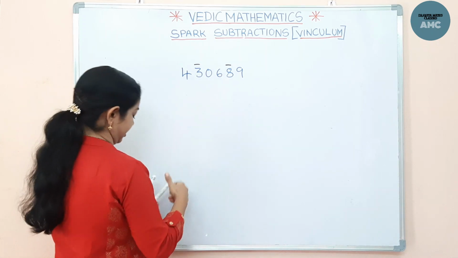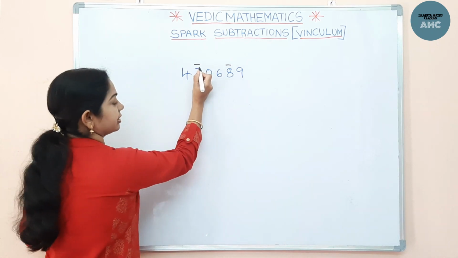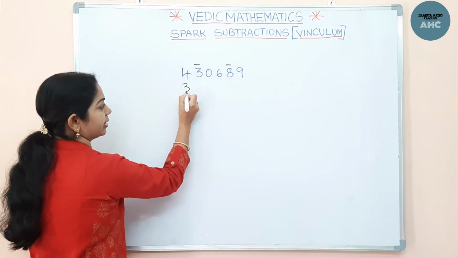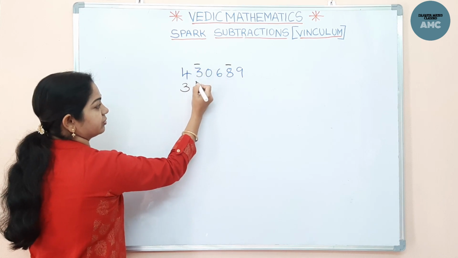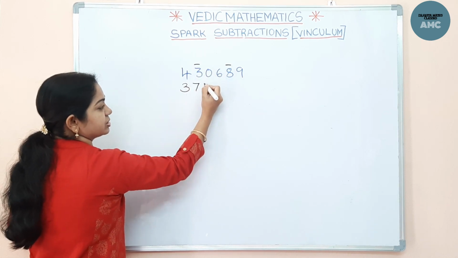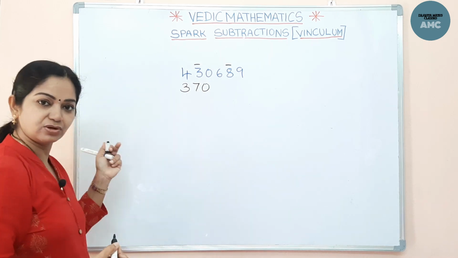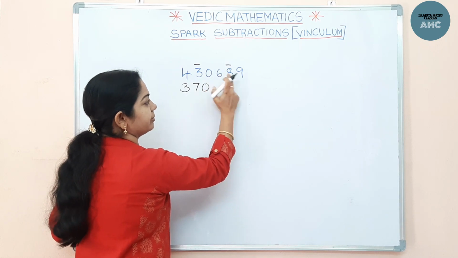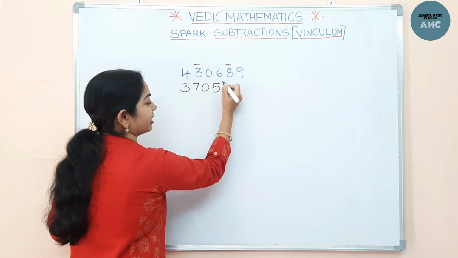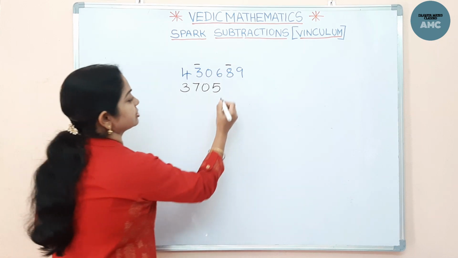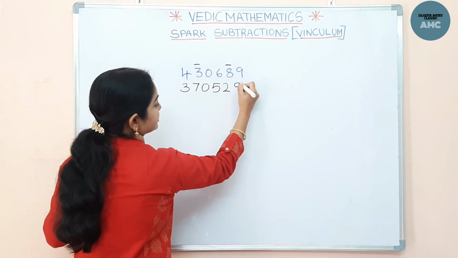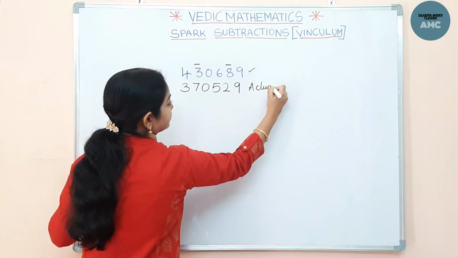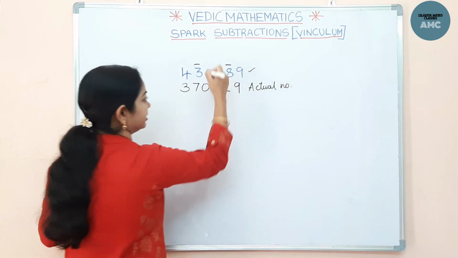Now in this number, how do we do this? The bar is placed on only one number, so decrease the number before by 1 and write the complement of 3. The complement of 3 is 7. Now 0 is dropped as it is, because it does not have any vinculum. And 6, the number before, you have to reduce, so it becomes 5. The complement of 8 is 2, and 9 is as it is. So this is the vinculum number and this is the actual number. So I have converted the vinculum number.